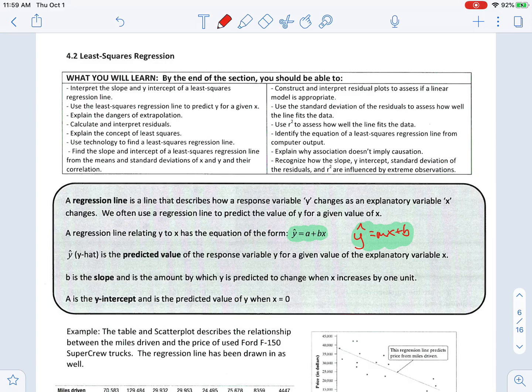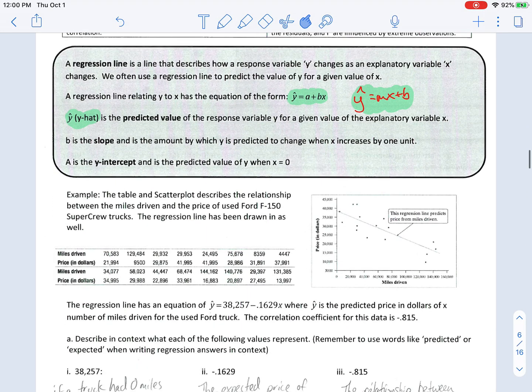Y hat, again, we talked about previously. Y hat is the predicted value for y. It's important to understand that this is always talking about predicted values. It's not necessarily what it exactly is or will be, but what is predicted. The slope is interpreted as the amount of change in y for one unit change in x. And the y-intercept is the predicted value of y when x is 0, which doesn't always make sense logically with the context, but it is something that we can figure out.